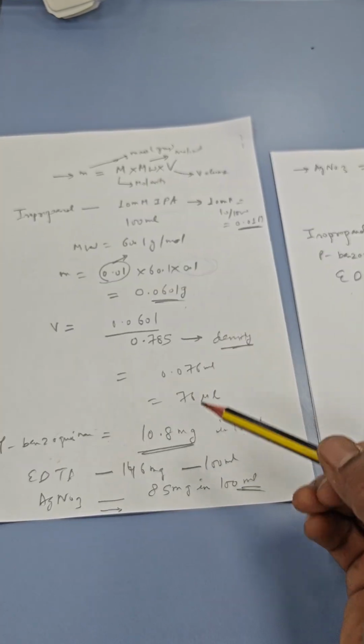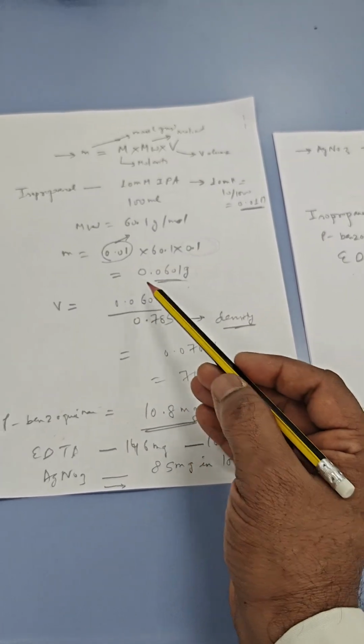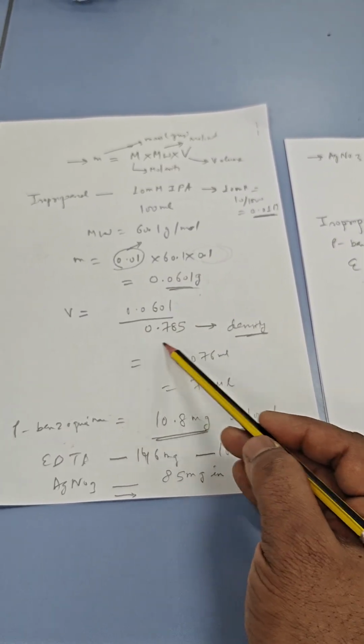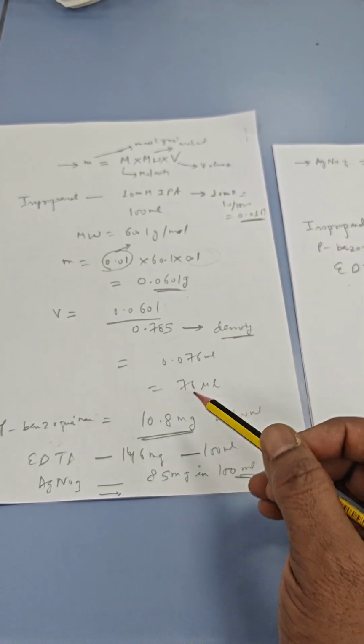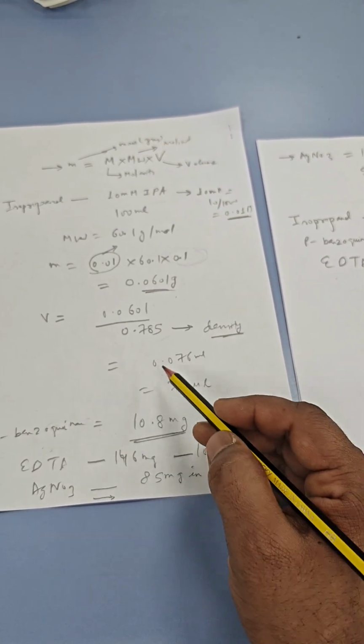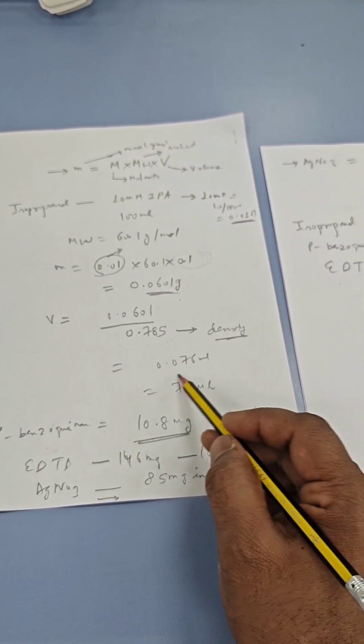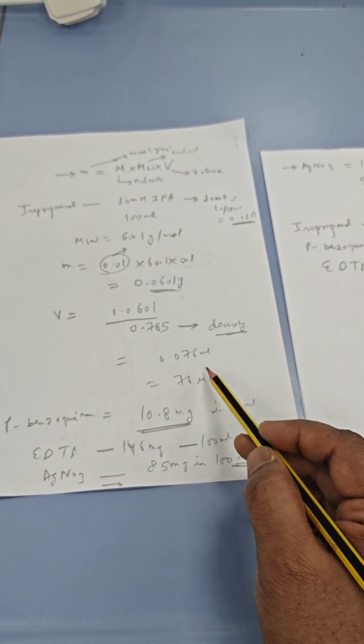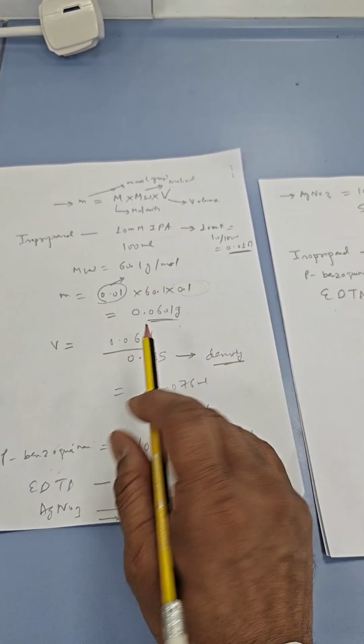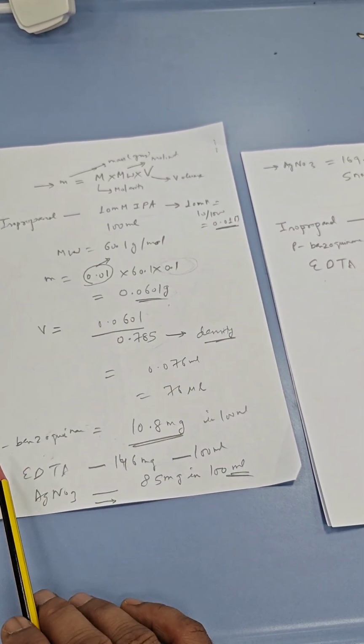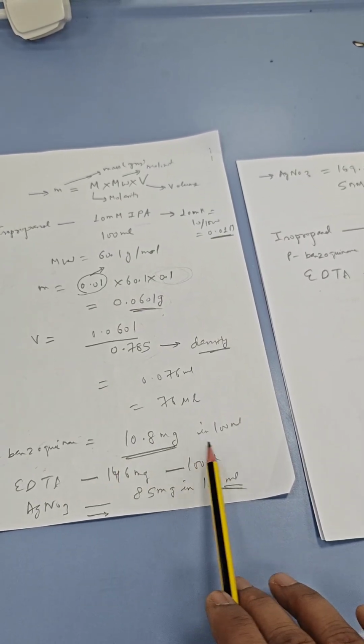And in terms of the volume, it could be the mass upon the density of that isopropanol. So it's 67 microliters or 0.076 milliliters. So you have to use a micropipette of higher accuracy, or in terms of weight, it will be 60.1 milligram. For parabenzoquinone, it would be 10.8 milligrams in 100 ml.